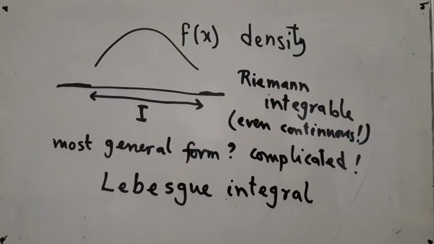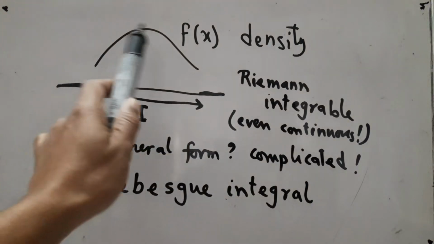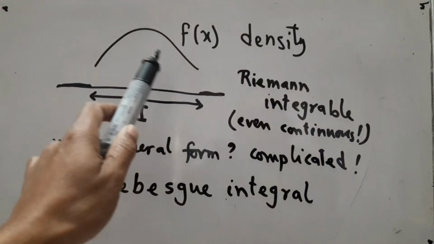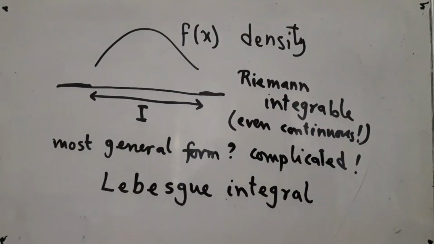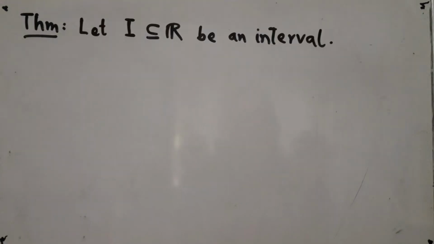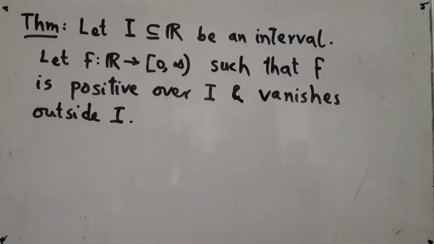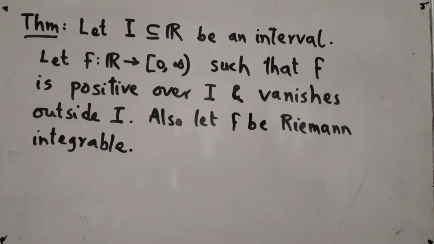So once I restrict my attention to functions that vanish outside an interval and are strictly positive inside the interval and are Riemann integrable or even continuous, then in that restricted class, it is quite easy to give the general form of a density. We shall state it in the form of a theorem. We shall start with an interval I, and we shall consider a function defined from R which vanishes outside I and is strictly positive over I. And we shall also assume that f is Riemann integrable.